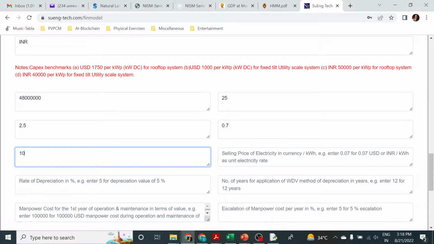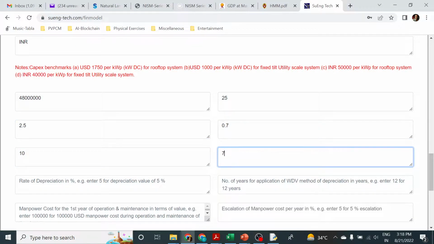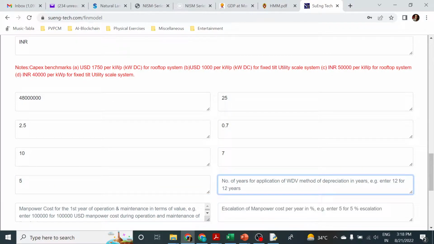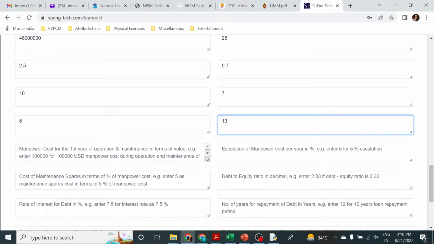Salvage value I can put 10%. Selling price of electricity I can keep 7 rupees. Rate of depreciation I can put 5%. Number of years for application of WDV I can put 13. Then manpower cost for the first year of operation I can put 36 lakh.